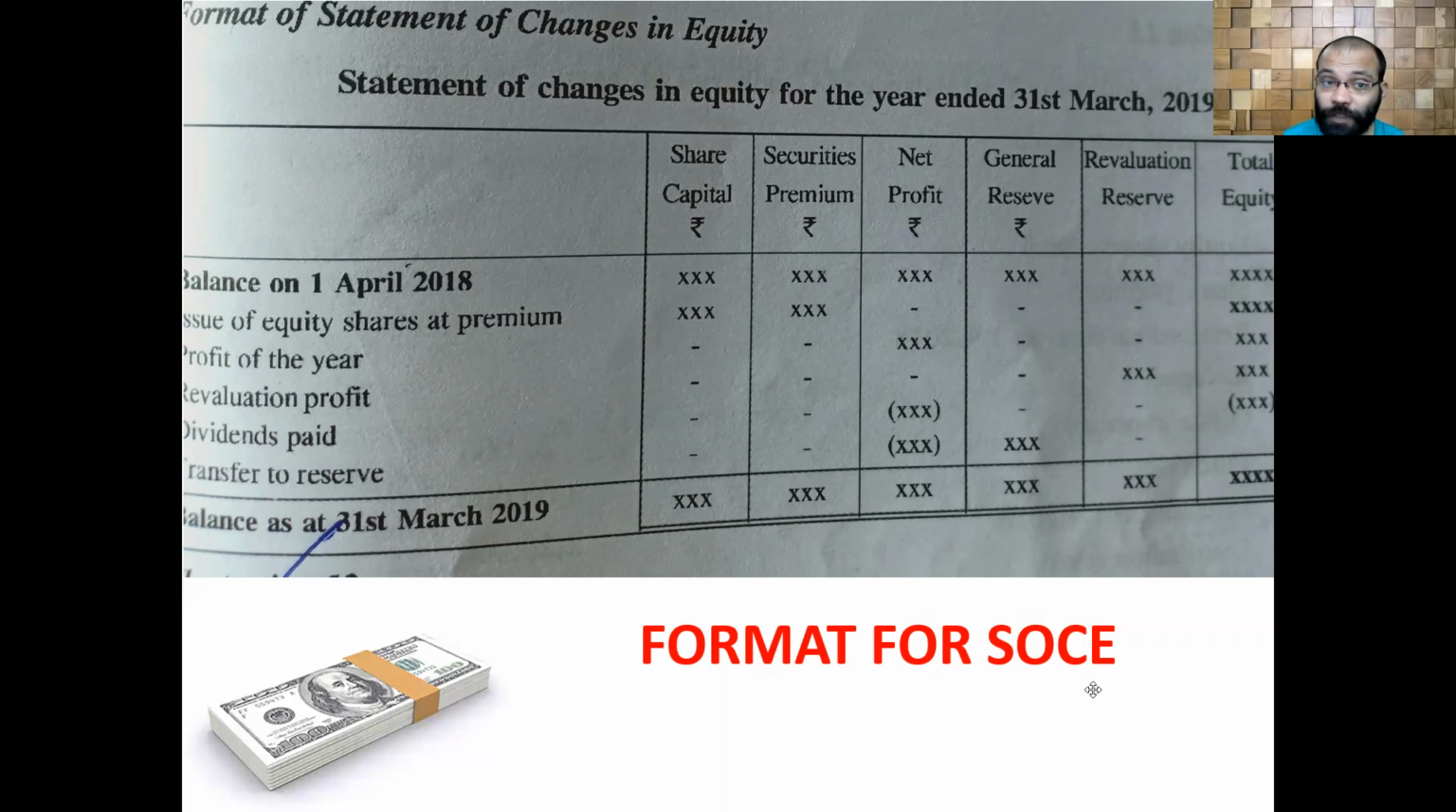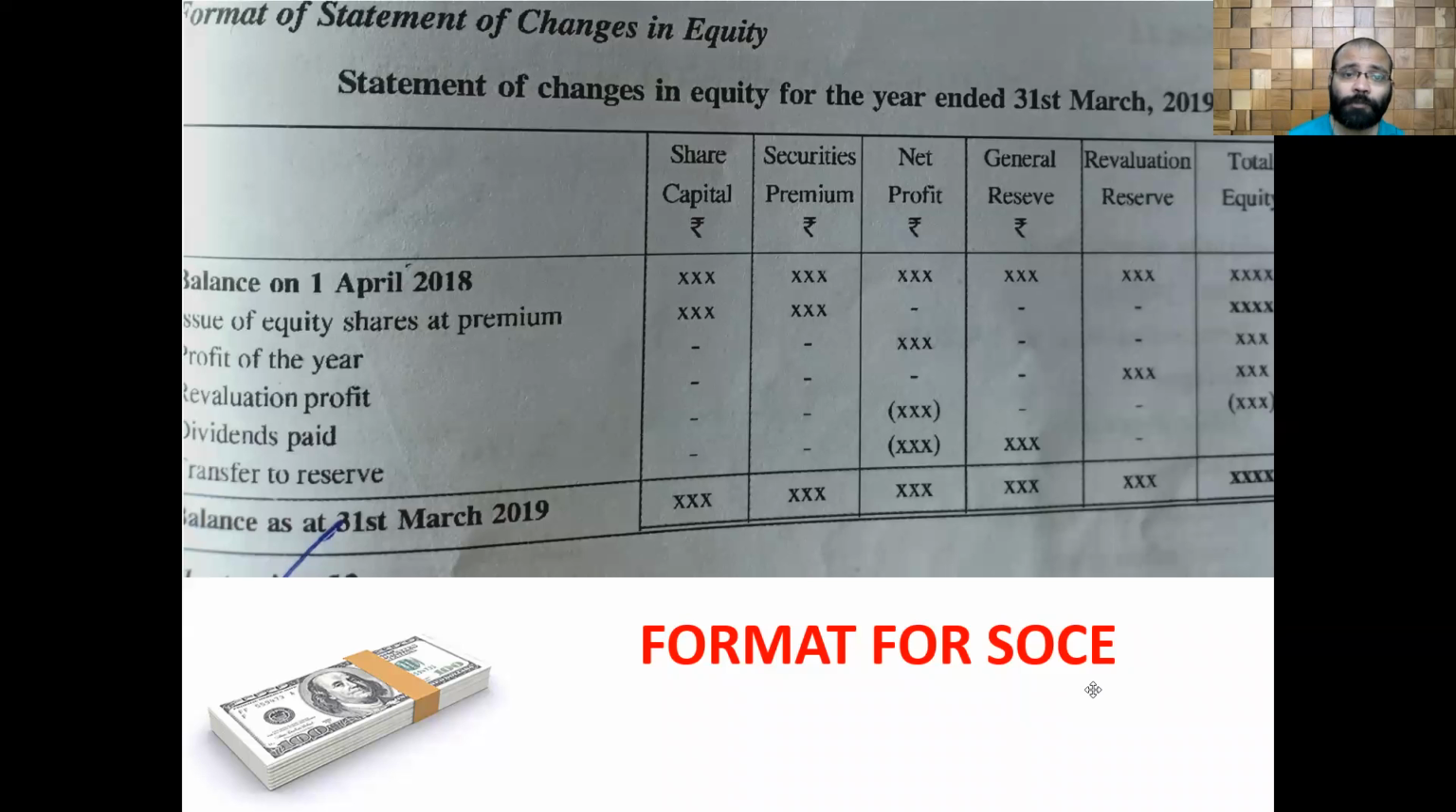Then we have the issue of equity shares at premium. That also will be given. Obviously, that will affect two columns: one is share capital and the other one is securities premium. All others are nil. So just mention that. The total of share capital and securities premium will give the row total for the issue of equity shares at premium.